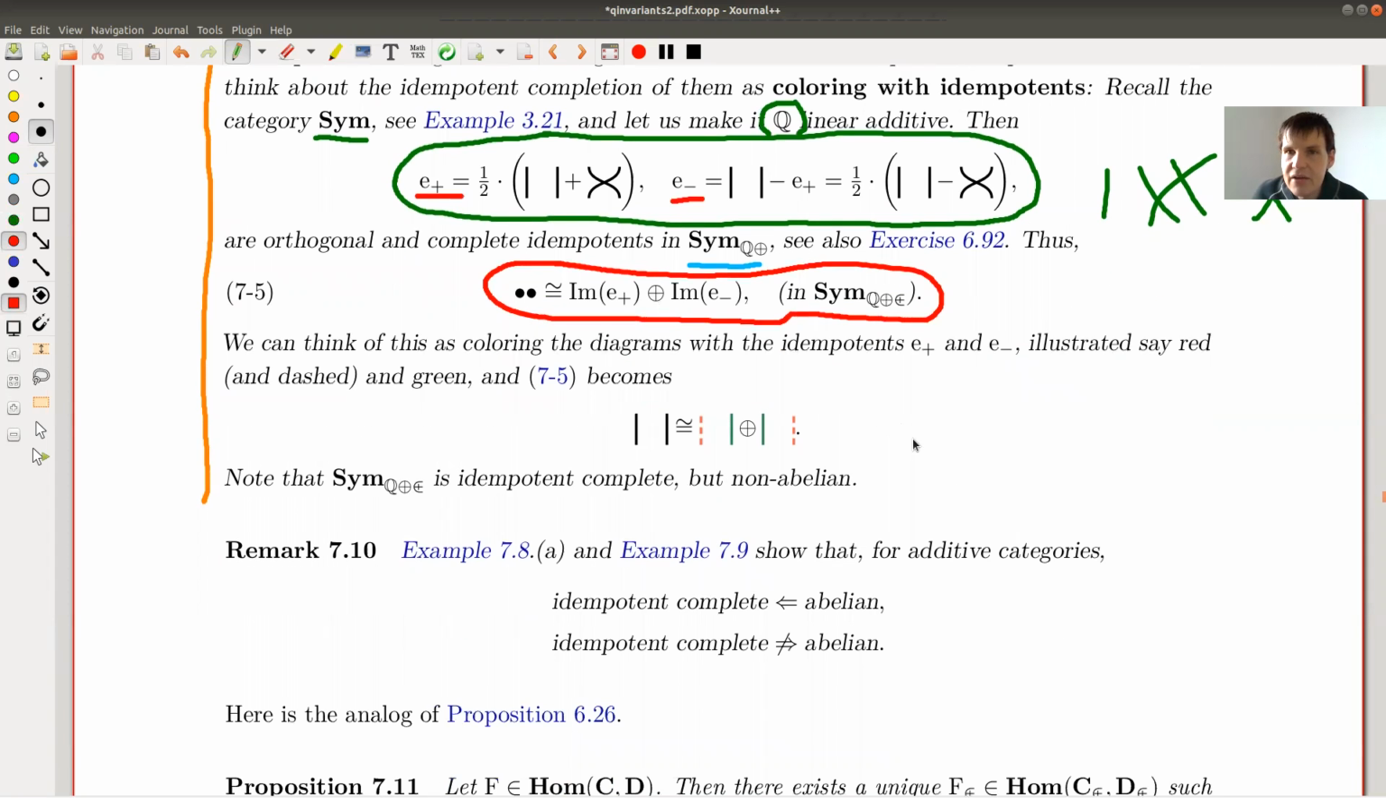And if you want to think of this in diagrammatic terms, then this just really means now you have your strands and you can color everything with idempotence, right? You have two idempotents, give them some color. So E plus, for example, you can say it's green, and you can say E minus is dotted and red.